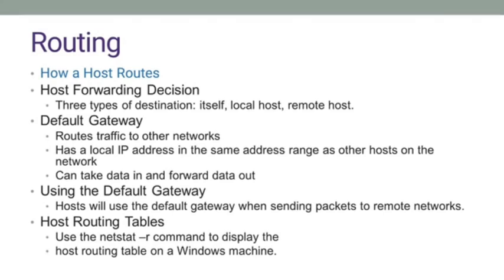How a host routes. Host forwarding decision. There are 3 types of destination: itself, local host, and remote host. The default gateway routes traffic to the other networks. It has a local IP address in the same address range as the other hosts on the network. It can take data in and forward data out. Using the default gateway, the host will use the default gateway when sending packets to remote networks.